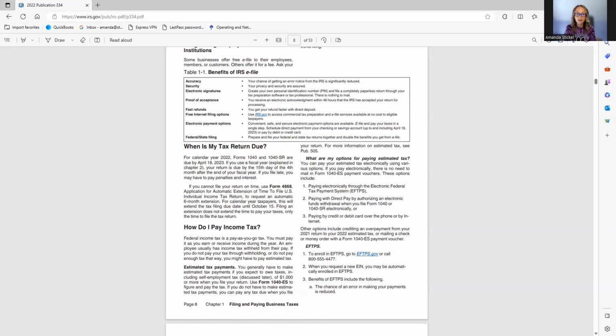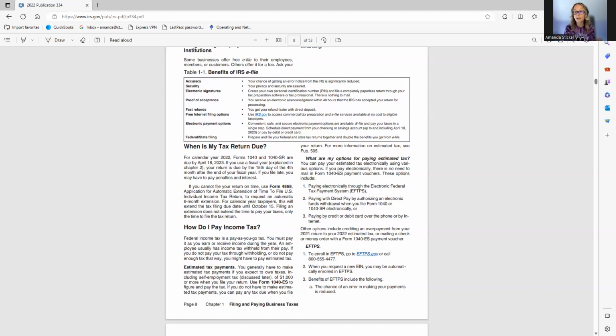You generally have to make estimated tax payments if you expect to owe taxes, including self-employment tax discussed later, of $1,000 or more when you file your return. Use Form 1040-ES to figure and pay the tax. If you do not have to make estimated tax payments, you can pay any tax due when you file your return. For more information on estimated tax, see Publication 505.